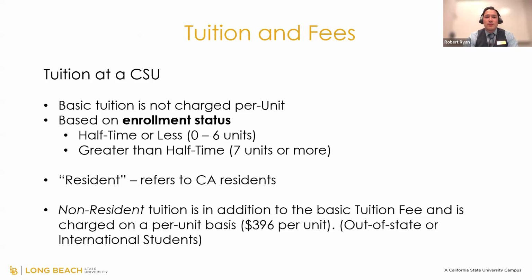Just a quick overview about tuition and fees. For California residents, they're charged not on a per unit basis, but in the aggregate. So 0 to 6 units is considered part-time, and students are charged at a part-time rate. Anything above that is going to be charged at a full-time rate. So whether they're in 7 units, 10 units, 12, or 15, they're going to be charged one full-time rate. There are some exceptions to that. If the student is a non-resident of California, they're going to be charged on a per unit basis on top of their basic tuition, part-time and full-time.